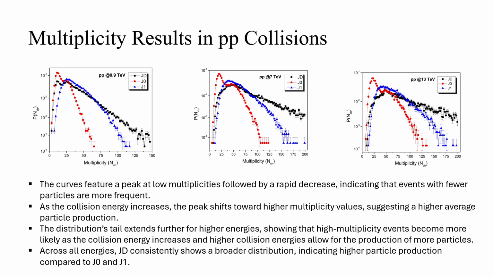In the next lecture, we will discuss the pseudo-rapidity results in proton-proton collision for the same energies, 0.9, then 7, and lastly the 13 tera electron volt.